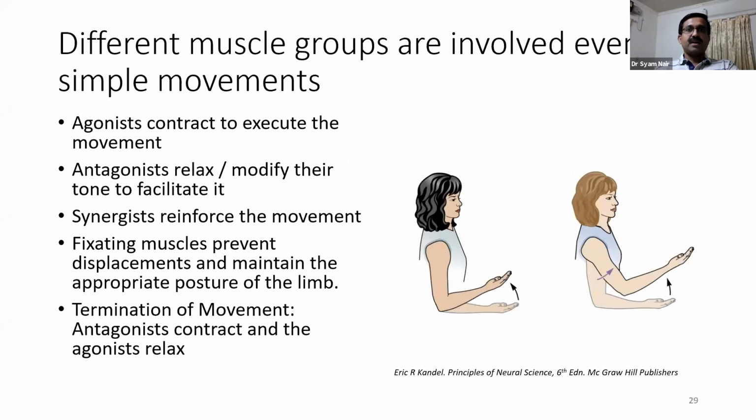There are different muscles involved in each and every movement, even in simple movements. The agonists contract to execute a movement. Meanwhile, the antagonists relax and modify the tone to facilitate the movement. And there are synergists which do not directly take part in the movement, but they reinforce it. As we have seen, proximal joints need fixation, and fixating muscles prevent displacement and maintain the appropriate posture of the limb. For termination of the movement, antagonists contract and agonists relax.